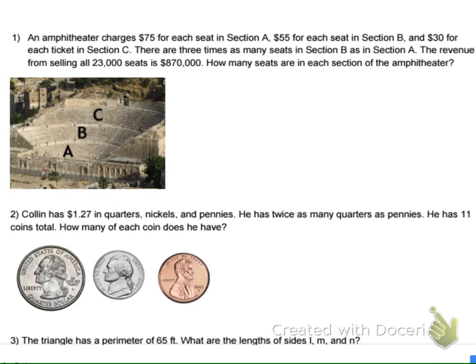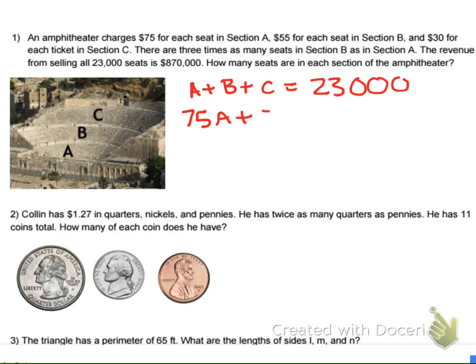they earn. So the 3 equations that we would get from this, the first one is if I add the number of seats together, so the number of seats in each section, I get the total number of seats, which is 23,000. Okay, and then if I think about the price per ticket and I multiply that by the number of seats in each section and then add them together, I get this equation, right, which is 75 times A plus 55 times B plus 30 times C equals the total income, which is $870,000. Okay, so those are my 2 equations.